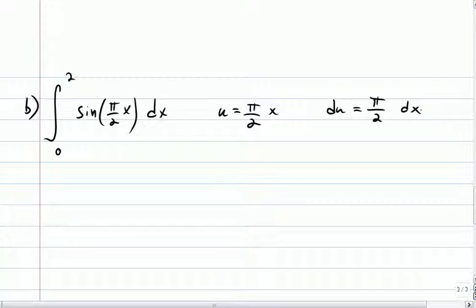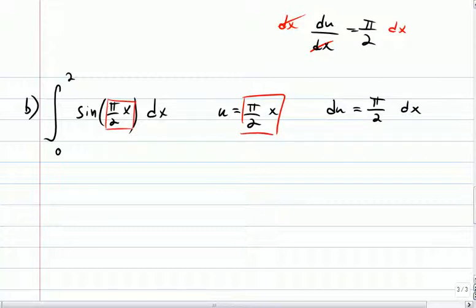So we got the dx over here. That dx is showing up, remember it was du dx equals pi over 2, and we can multiply both sides by dx. Okay, so now we want to make our substitutions. We've got u, now du. We don't have du, so what are we missing? The pi halves. I'll put in the pi halves. So what do I have to put up front? 2 over pi.